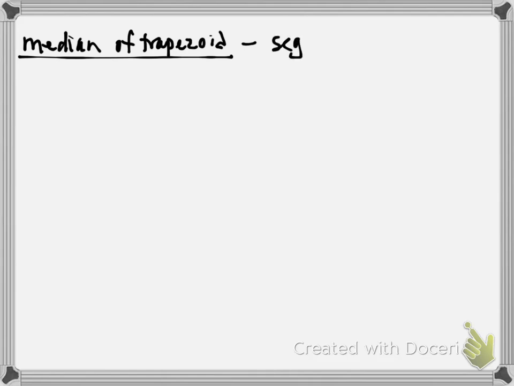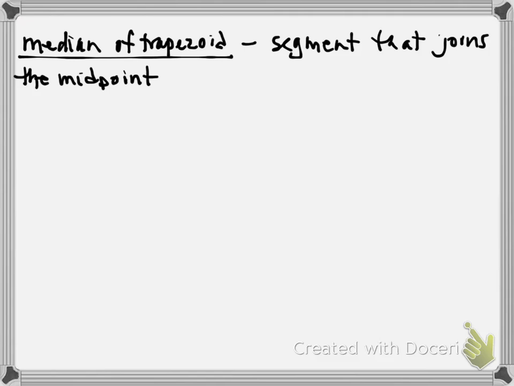And we've seen this word before, but now we need to apply it to a trapezoid. So the median of a trapezoid. Median. So the median of a trapezoid is the segment that joins the midpoints of the legs. Okay, so we'll draw a picture of that.